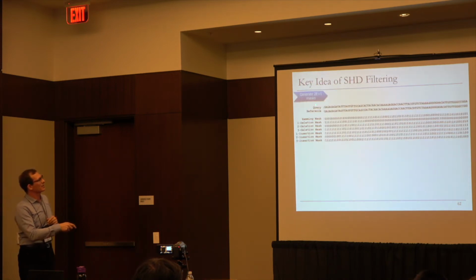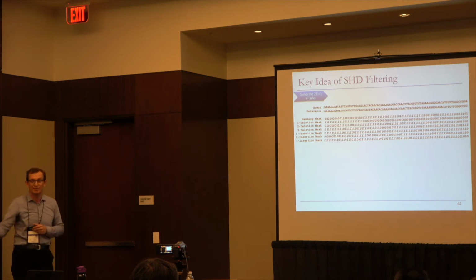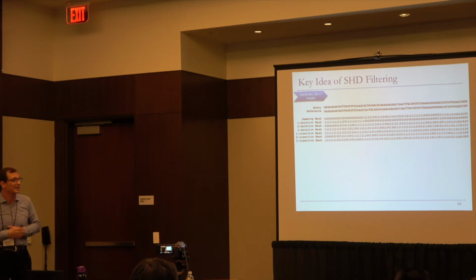Let's assume that this is our query and this is our reference. This is the Hamming mask of them without any shifting. And we shift the query to the right by 1 and do the XOR. That gives us a 1 deletion mask. We shift the query to the right by 2, do the XOR, that gives us a 2 deletion mask. And then by 3, do the XOR, that gives us a 3 deletion mask. This way you can tolerate 3 errors, right?